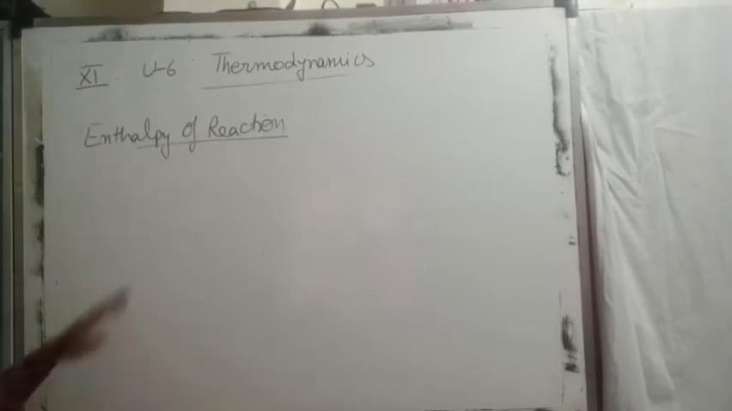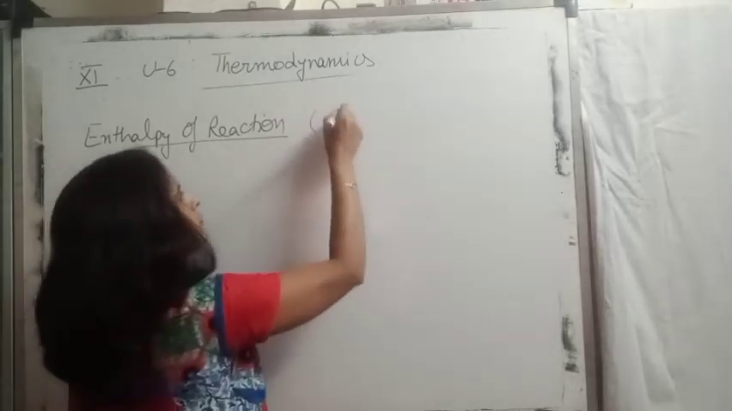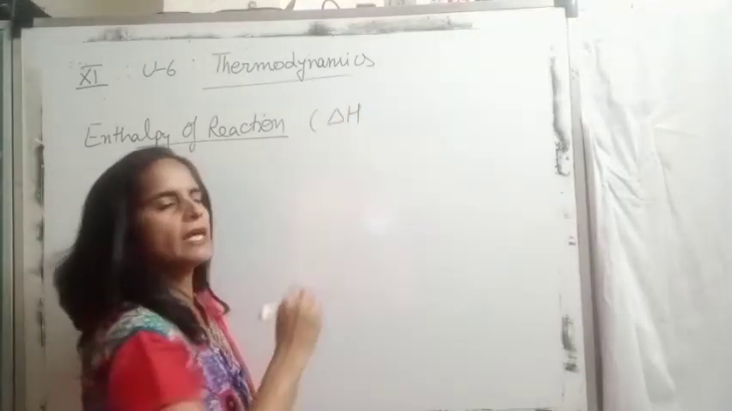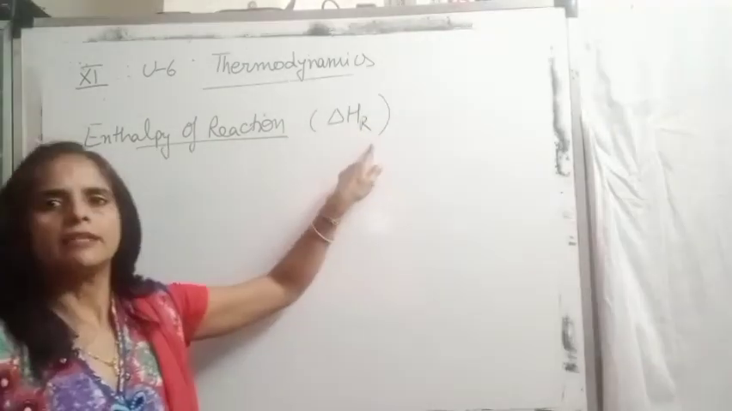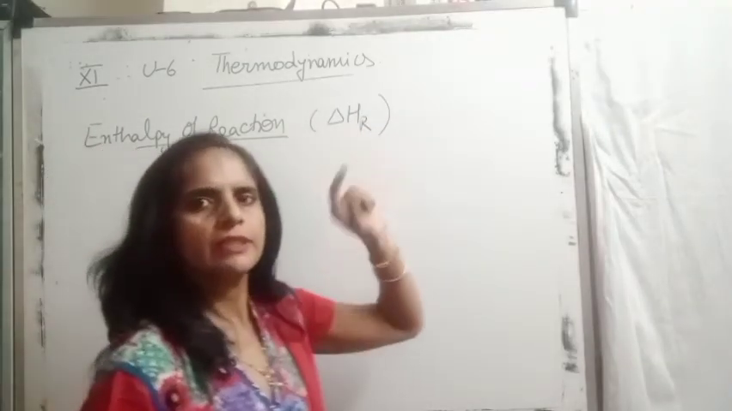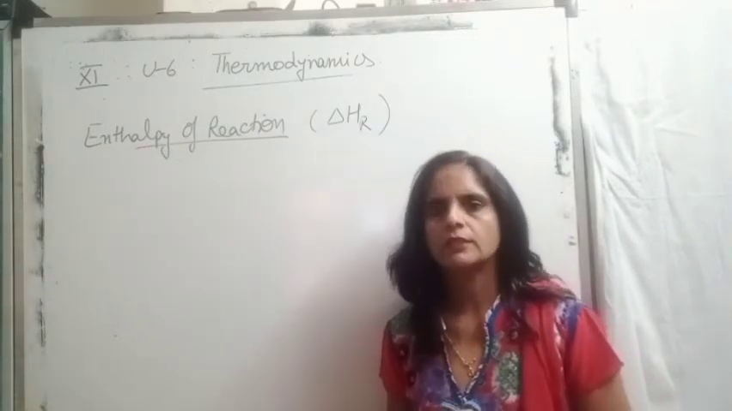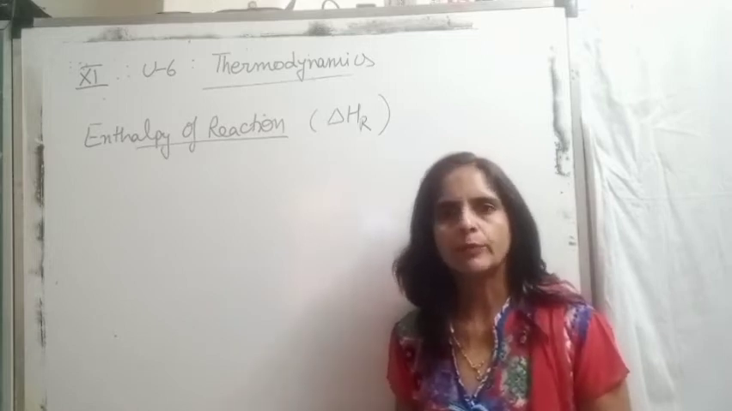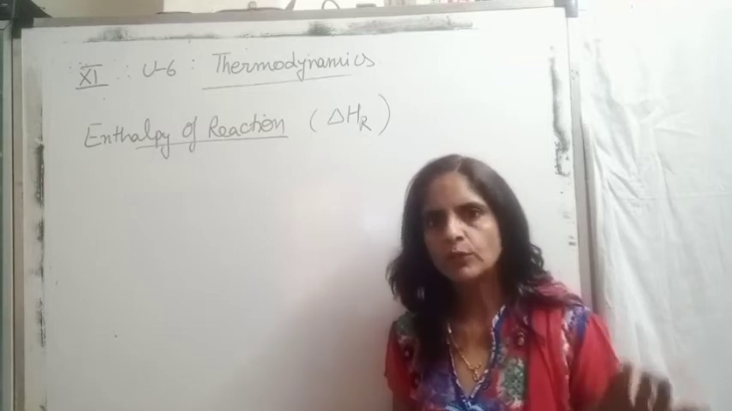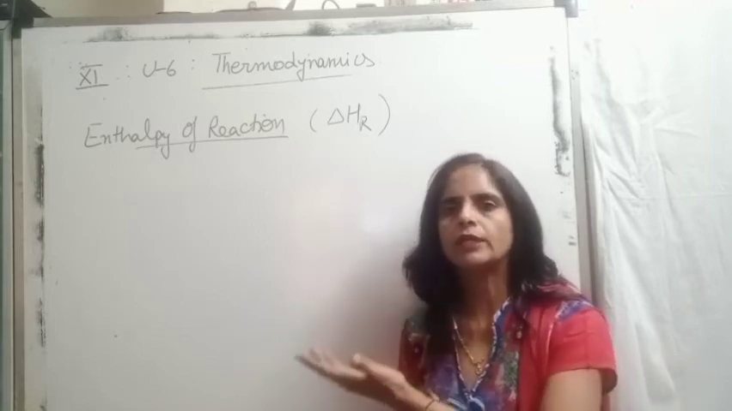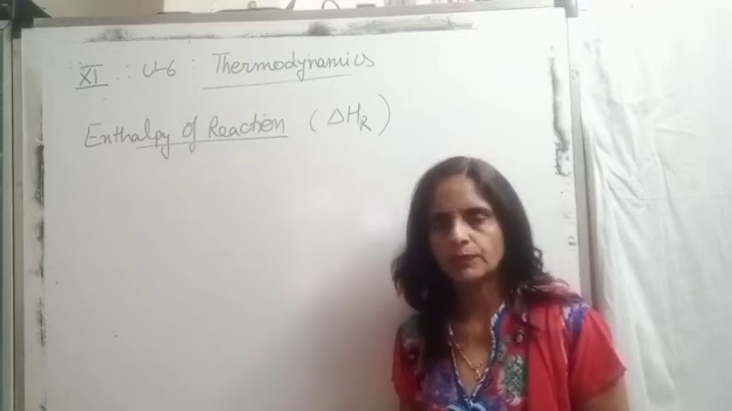Next definition, enthalpy of reaction. The symbol for enthalpy change is delta H, and when we are measuring it for a chemical reaction, we write it as enthalpy of reaction. So the definition is very simple. The amount of heat change during a chemical process, or we can say the amount of heat change when 1 mole of reactants is converted into products, that is termed as enthalpy of reaction.